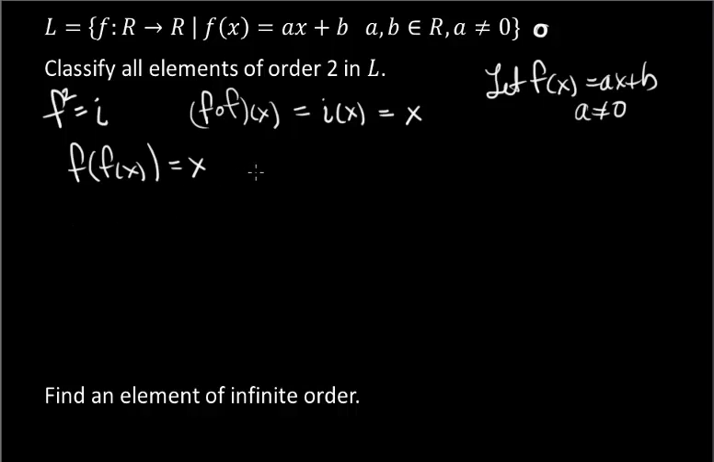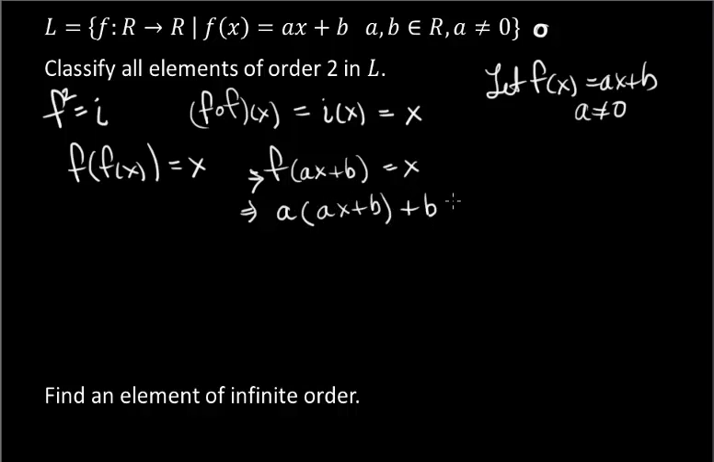f of f of x is equal to f of ax plus b, which is equal to x, which implies that a times ax plus b plus b is equal to x. Simplifying this, we get a squared x plus ab plus b. So let's factor out the b and say a squared x plus b times a plus 1 is equal to x.